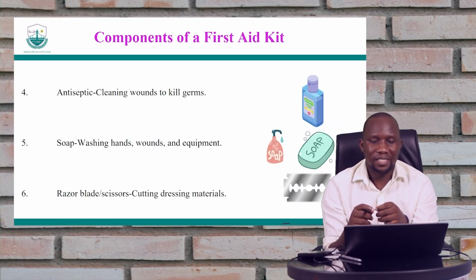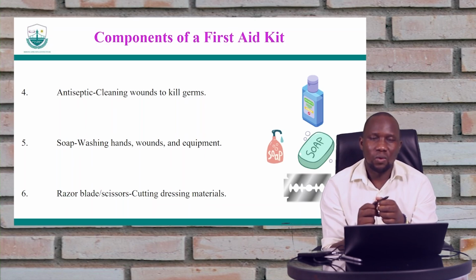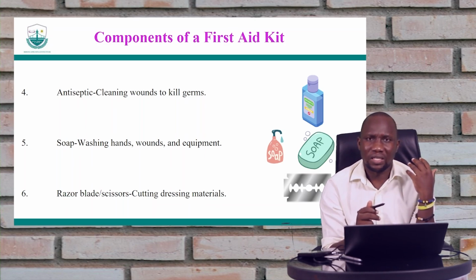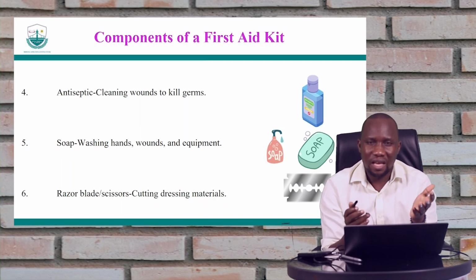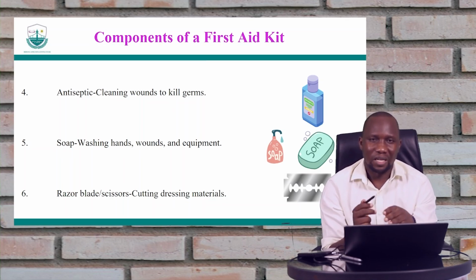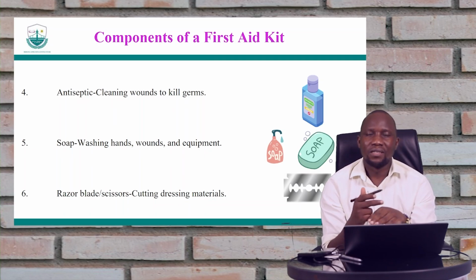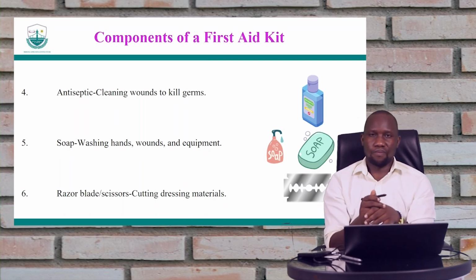And then we have the antiseptic. When you get a wound, that wound has to be cleaned such that the germs don't cause infection to that wound. So you need to clean the area with an antiseptic. An antiseptic can include, for example, iodine, which we shall see later on, or it can be any other chemical that can be used for cleaning areas around the wound and even the wound itself.